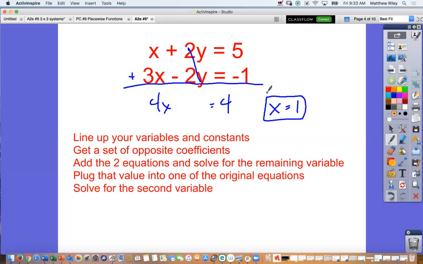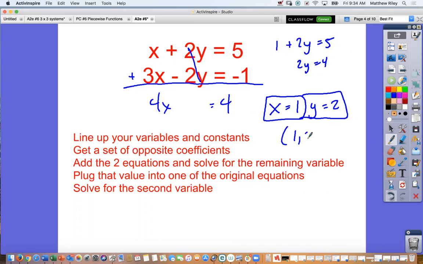Once you've got one value, how do you find the next? All you have to do is plug it in. It does not matter which equation you plug it into. So if I plug it into the top, I've got 1 plus 2y equals 5, then solve for y. Subtract 1, divide, and y is 2. Your last step, remember, your solution to a system is where the two lines intersect. So your answer should be a point. Especially if there's no context, if there's no real world problem, make sure you write it as an ordered pair.